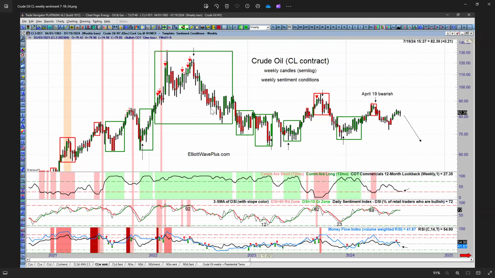You see how so often these critical junctures would assist a trader? Here's another negative thing about this. Even though the retail traders were at 88 here, on this rise here, they're still pretty bullish at 72. This has plenty of room to the downside. And notice the money flow is severely lagging the RSI, and that means that there's money flowing out of crude oil right now.